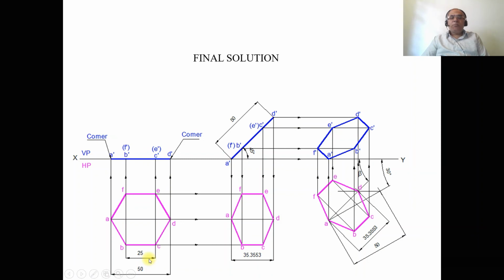How do I know that my problem is right? Here, in the final position, you can see one of the corners is resting on HP. The diagonal passing through the corner on which the lamina rests makes an angle of 30 degrees with VP, and the surface makes an angle of 45 degrees to HP, and this is a side of 25 mm. So this is how we will be able to analyze and solve the problem by using the sketchbook. Thank you.